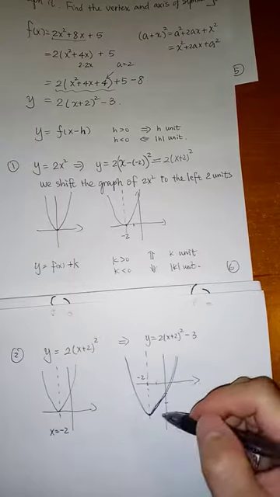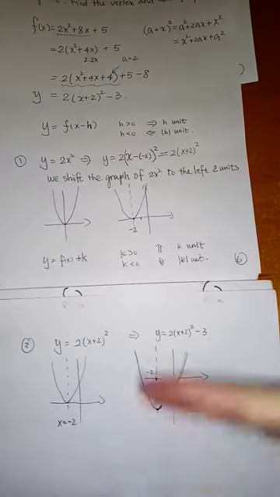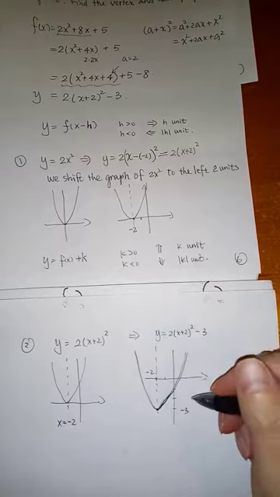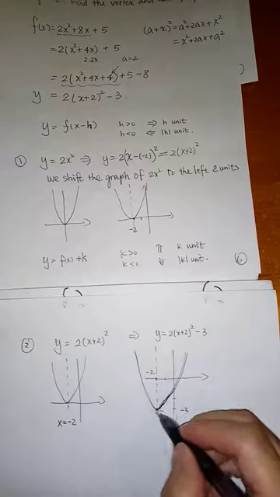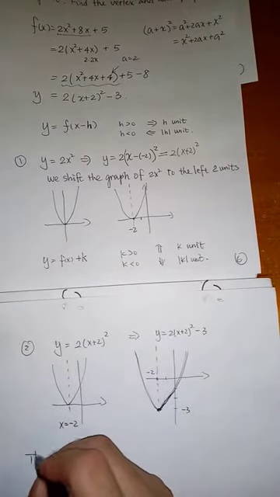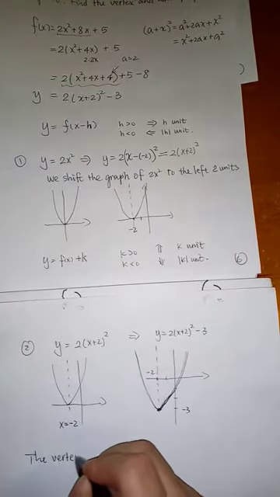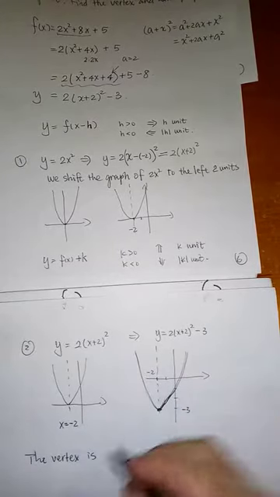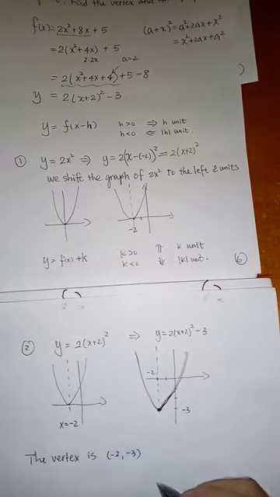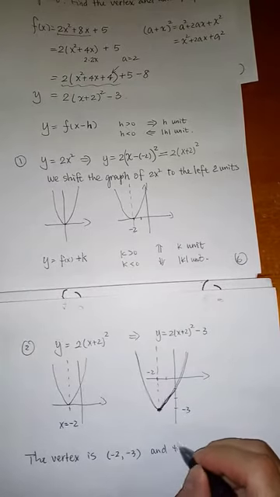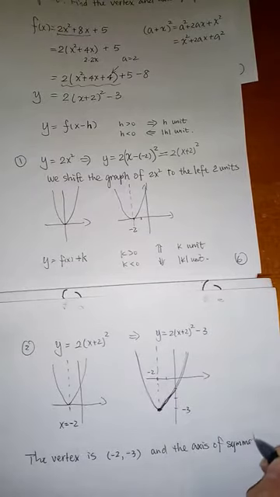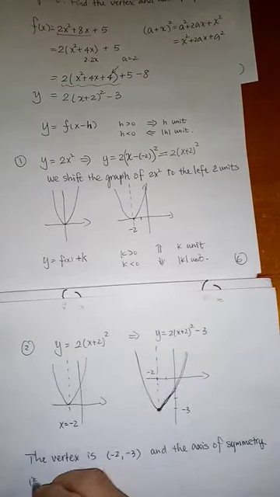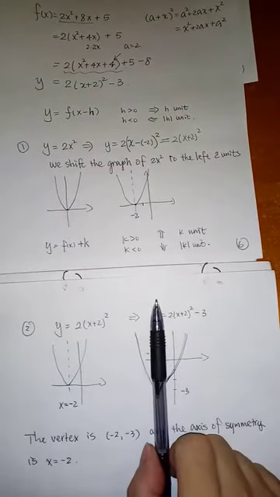Okay, so that is the process. We can use horizontal shift plus vertical shift to sketch the graph of a general quadratic function. And from here you see that the vertex, what is the vertex? The vertex is negative 2, negative 3. And the axis of symmetry is x equal to negative 2. X equal to negative 2, this vertical line.